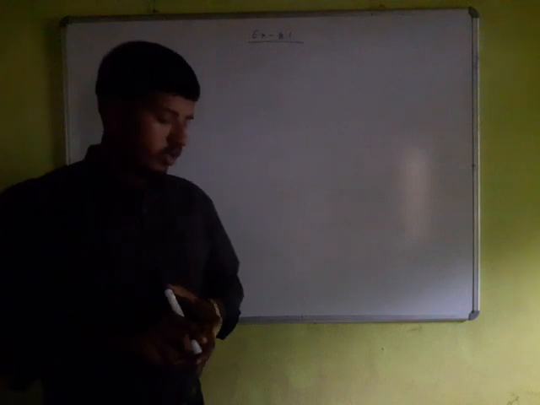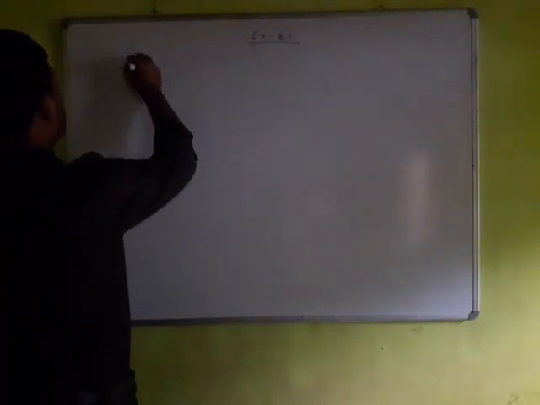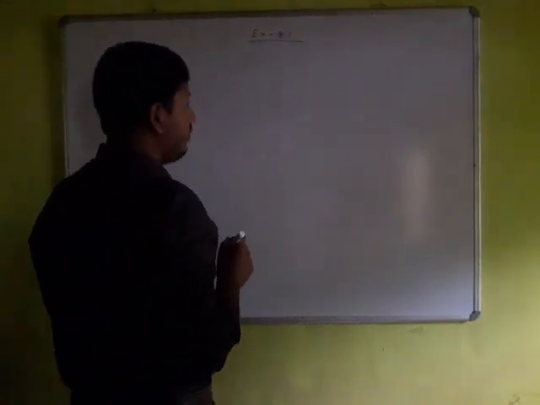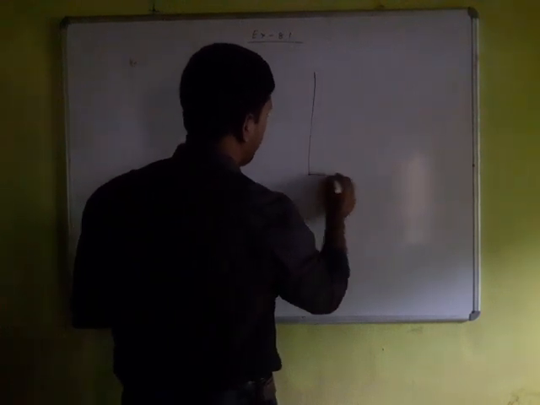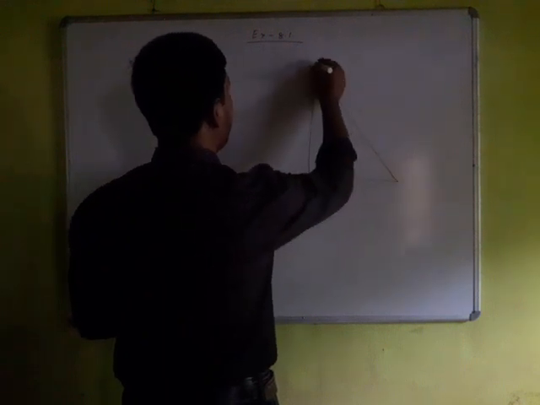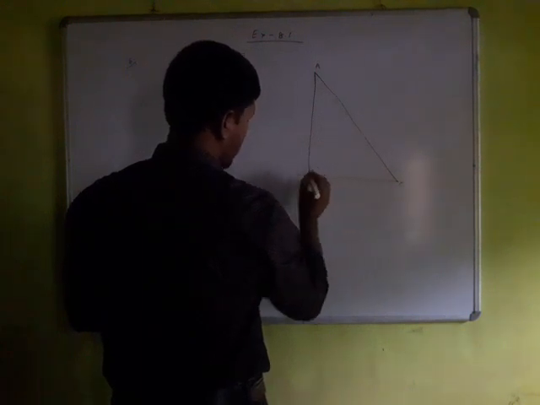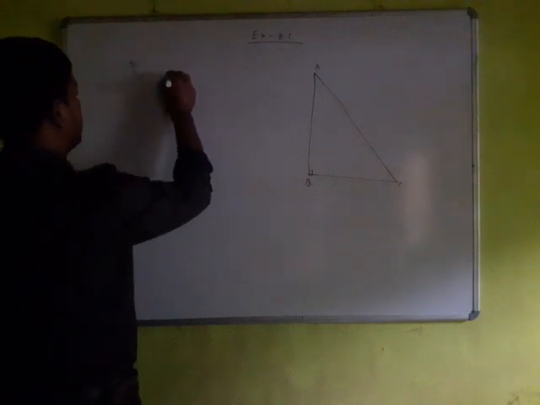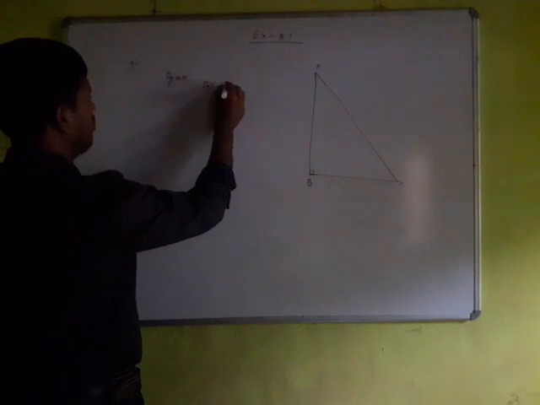So now we will try to solve question number 6 in exercise 8.1. In question number 6, two acute angles, that is angle A and angle B, are given. So let's draw a right angle triangle, right angled at C, since A and B are acute angles given in the question. So given cos A equal to cos B.